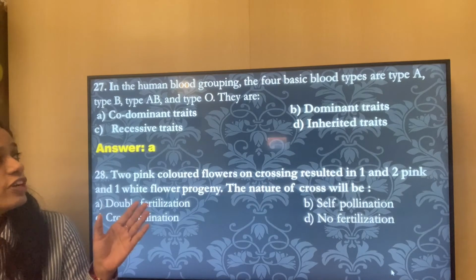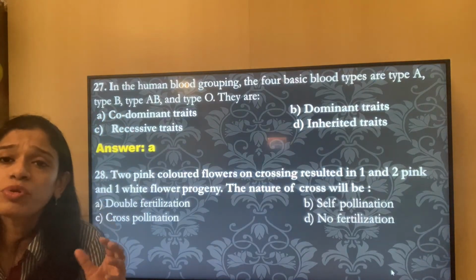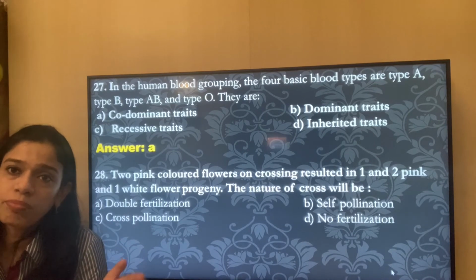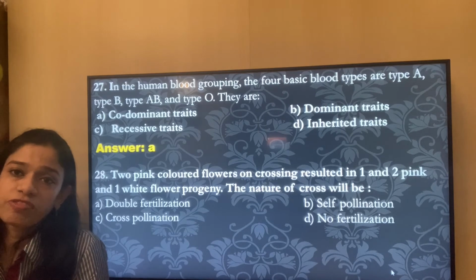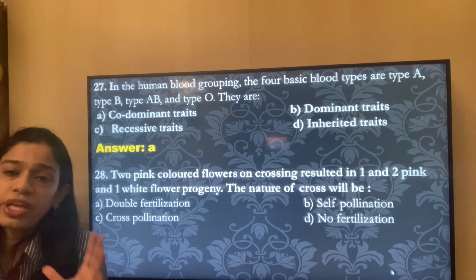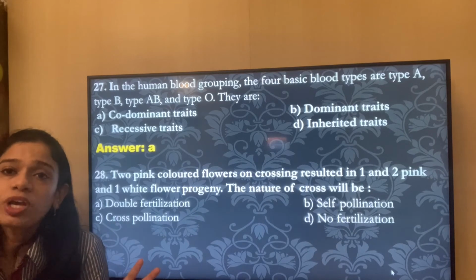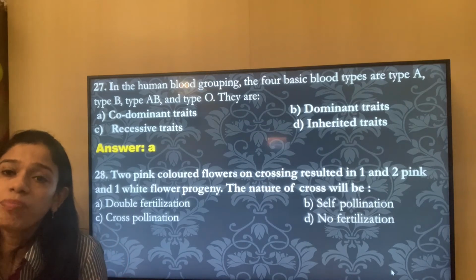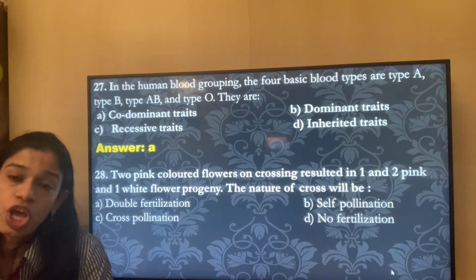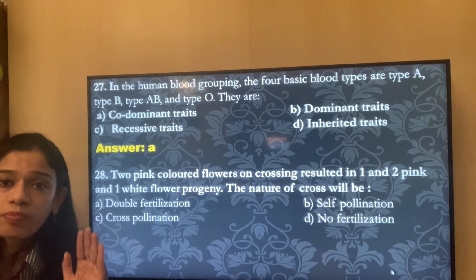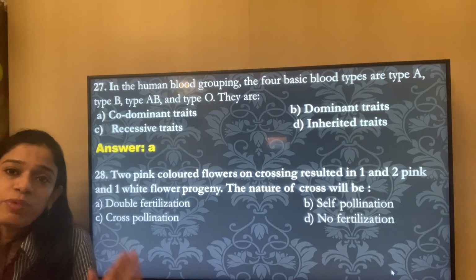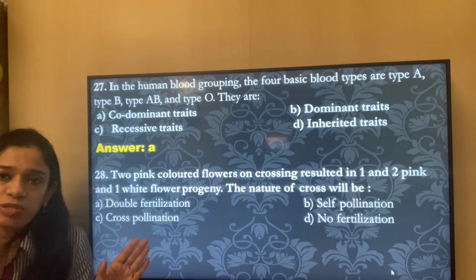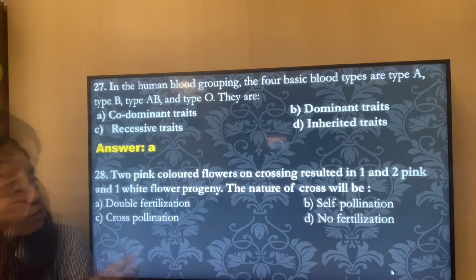It is not that they both express together. If it is blood group A from the mother, and blood group B from the father, then an offspring can have blood group AB. It is not that in the presence of A and B only A expresses and B doesn't express. In the presence of A and B, both A and B get expressed, so it is a codominant system.